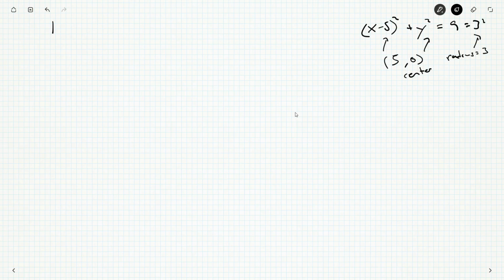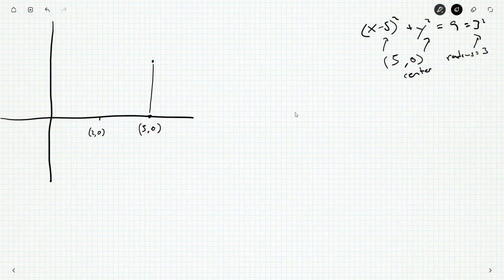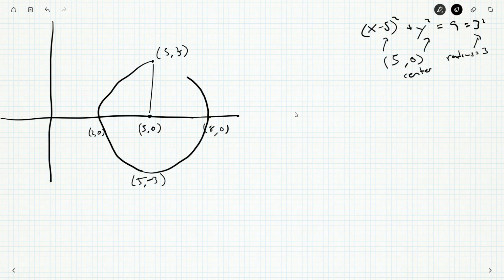So if we were to draw ourselves a picture, we have 5, 0. That's our center here. Radius of 3 means we're going to have 2, 0 over here. We're going to have 5, 3 up here. 5, negative 3 down here. And 8, 0 all the way over here. And let's try to draw a circle. Well, that's not the worst circle I've drawn, so I'm happy with it. It's going to work for my purposes.